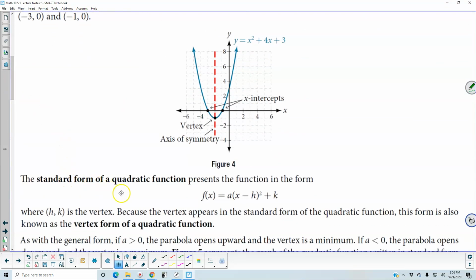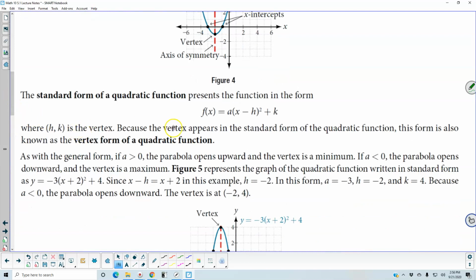Now, the standard form of a quadratic function presents the function in the following form: f of x equals a times x minus h squared plus k, where h, k is the vertex. Because the vertex appears in the standard form of the quadratic function, this form is also known as the vertex form of a quadratic function. As with the general form, if a is greater than 0, or if a is positive, the parabola opens upward and the vertex is a minimum.